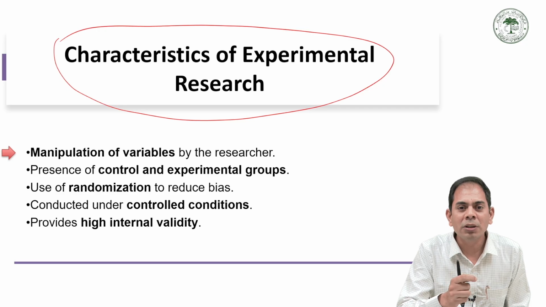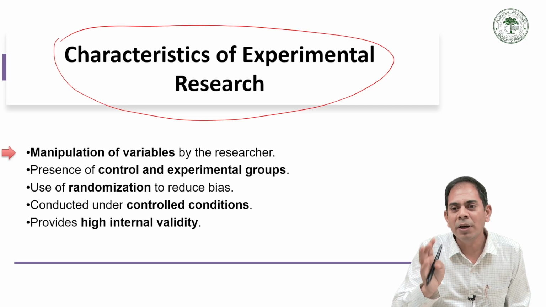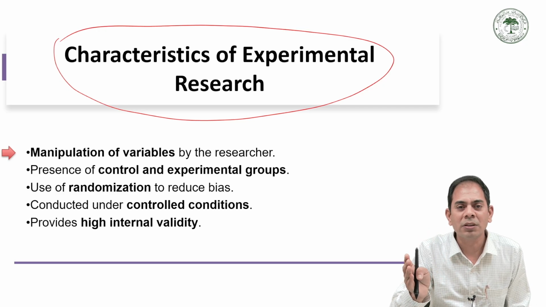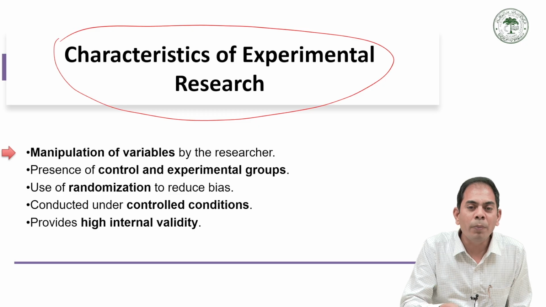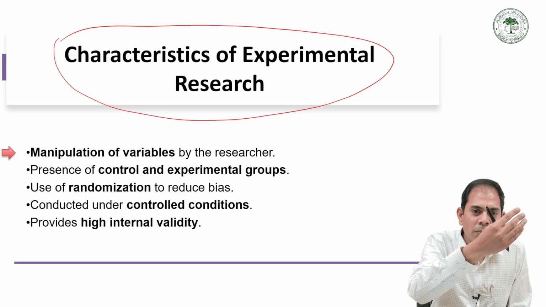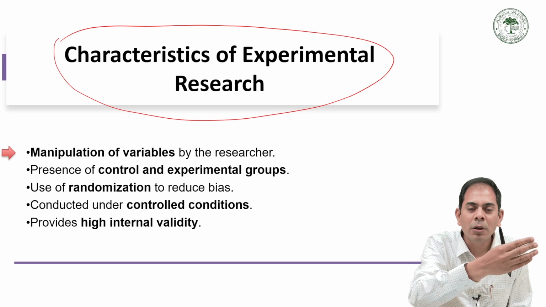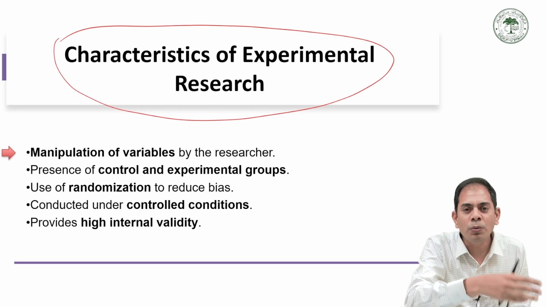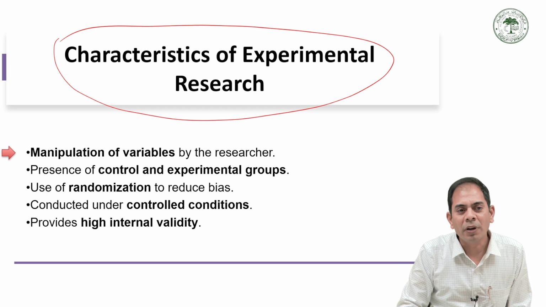In experimental research, the researcher actively changes the independent variable to observe its effects. So this is an important characteristic. The researcher actively changes and manipulates the independent variables. One important thing is to find out their effect on the output variables.